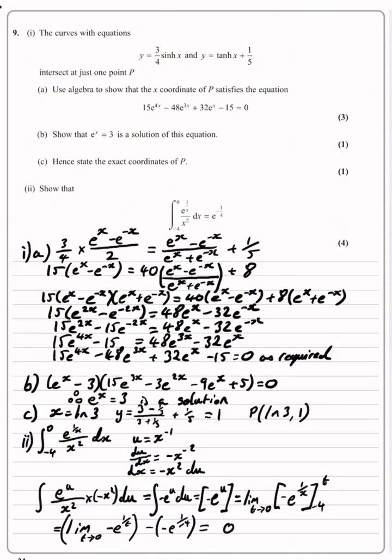Plugging negative 4 in is straightforward, just minus e to the minus a quarter. So we get 0 subtract negative e to the negative a quarter, which is e to the negative a quarter, which is what the question wanted.